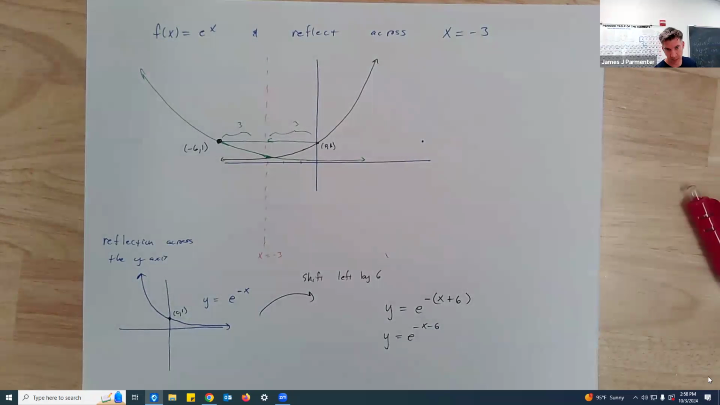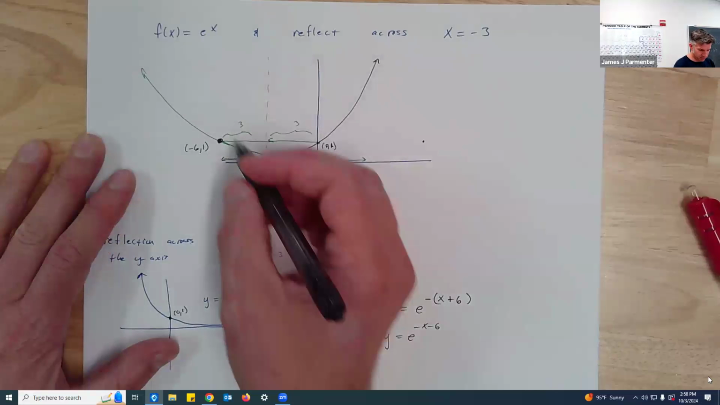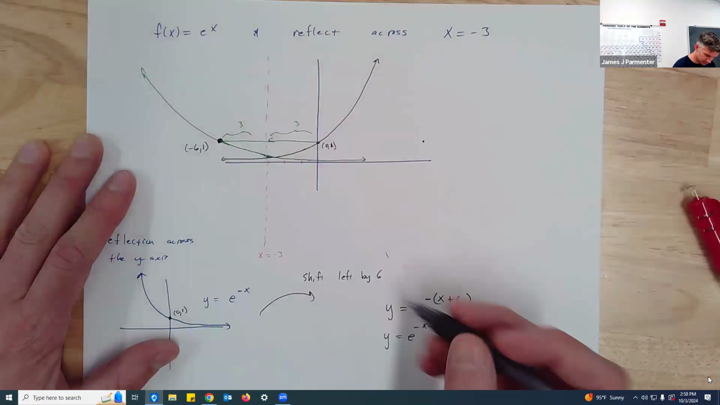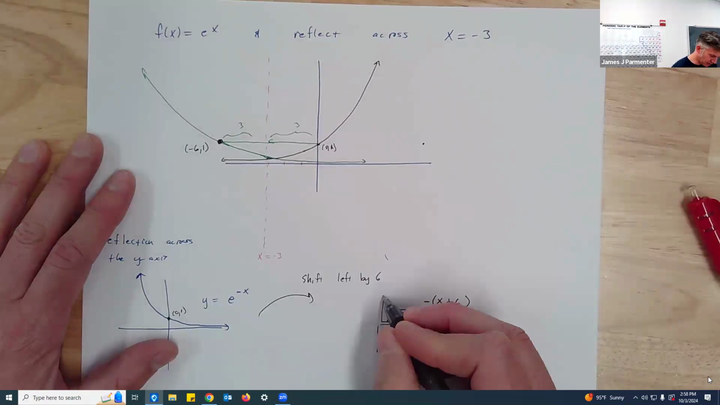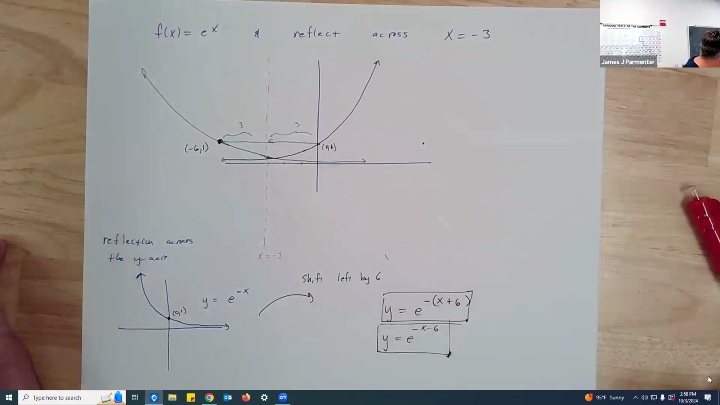I can't go off screen. Okay, so yeah, that's my final function here. And I guess there's my poor looking reflection. Don't judge me. Or judge away. It's fine. You can judge my drawings. I try to make them good, but they're not always good.